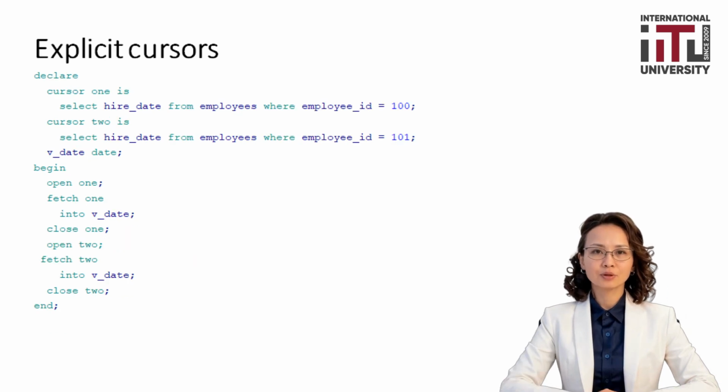In this example, we work with multiple explicit cursors in a single PL/SQL block. First, we declare two cursors, 1 and 2. Each cursor selects the hire date for a specific employee, employee 100 and employee 101. We also declare a variable vDate to store the results. Next, we open the first cursor, fetch its data into vDate, and then close it. After that, we open the second cursor, fetch its data into the same variable, and close it. This example shows how multiple cursors can be managed sequentially to retrieve different sets of data within the same block of code.